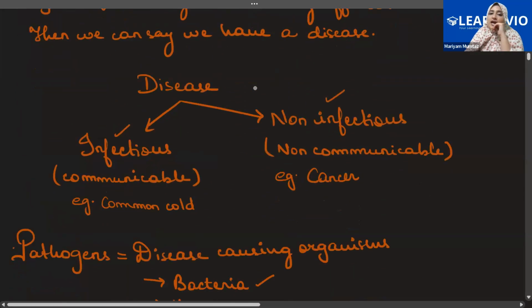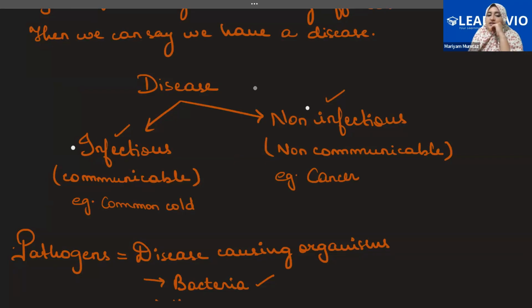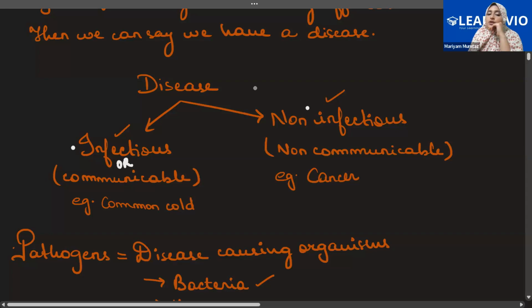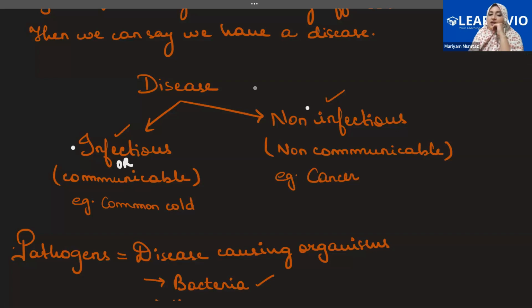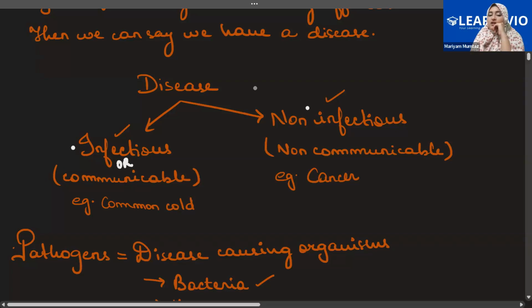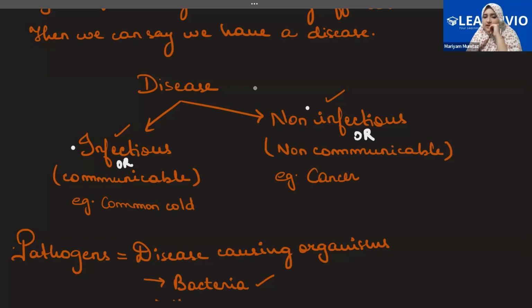Now, diseases can be of two types: infectious disease and non-infectious disease. Infectious disease can also be called communicable disease, meaning it can spread from one infected person to a healthy person. And non-infectious diseases are non-communicable. They cannot spread from one infected person to a healthy person.